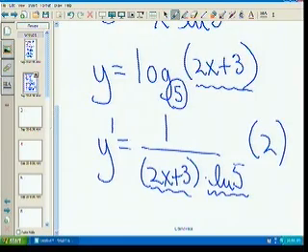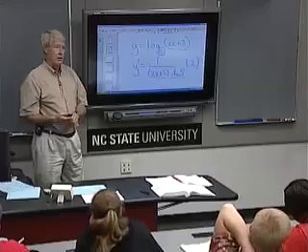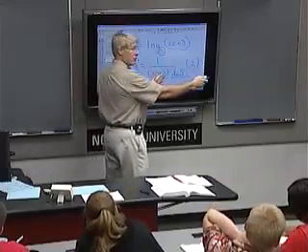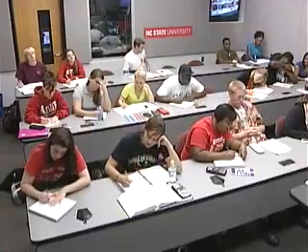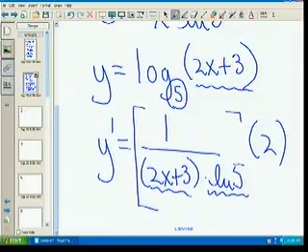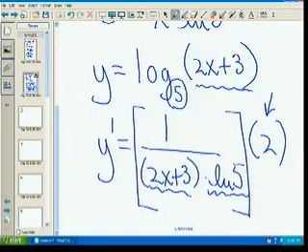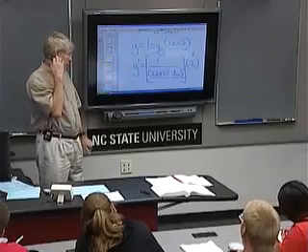Now, where's the final resting place of that 2? Numerator or denominator? Numerator. Why? Because it's times the derivative of 2x plus 3 with respect to x. So it's this fraction times the derivative of 2x plus 3 with respect to x. So the final resting place of that 2 is actually in the numerator.